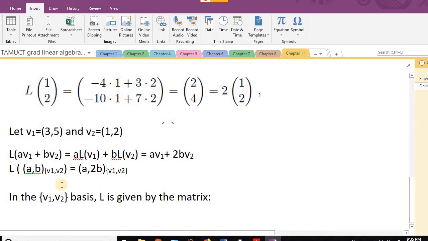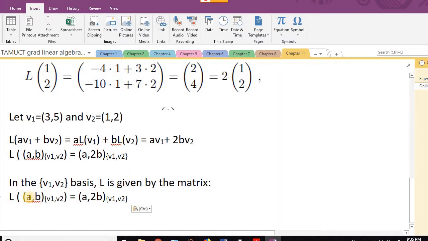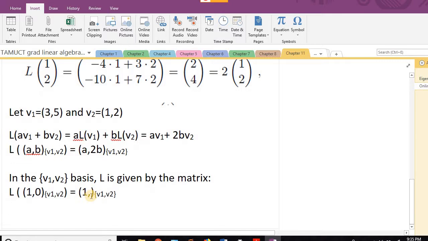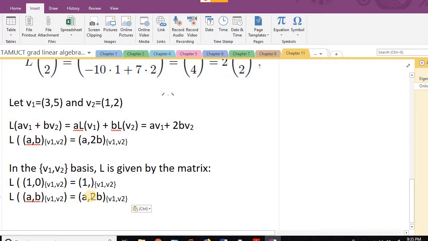So in other words, if I look at these vectors, that means that in the V1, V2, let me just copy this. It has nothing to do with the original values. So according to this, what is L of (1, 0)? It's (1, 0). Okay, and then what is L of (0, 1)? (0, 2).